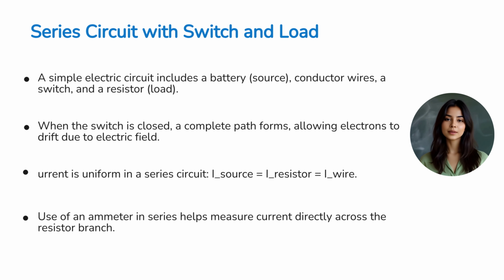The cool part? In a series circuit like this, the current is the same everywhere. What the battery sends, the resistor and the wires all carry equally. If you place an ammeter in series, it directly measures this current across the resistor branch. Visualize it as checking how many cars pass a toll booth in one lane, same number everywhere on that lane. This uniformity keeps our circuit calculations neat and predictable.